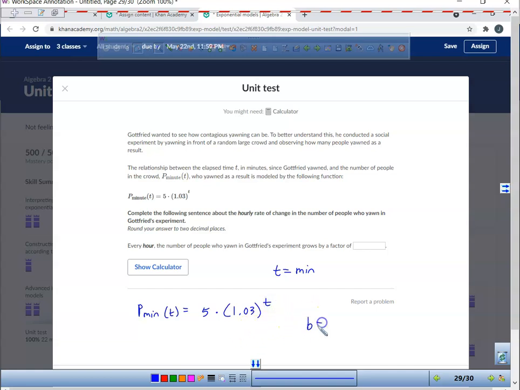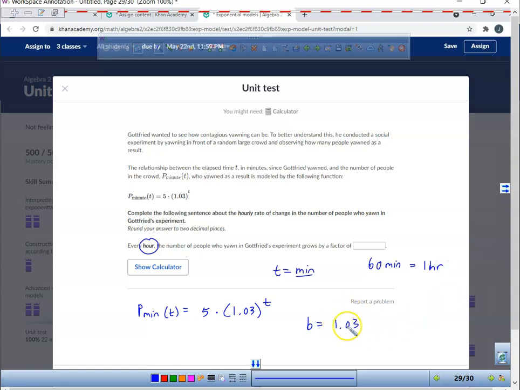Now, our b value right now is 1.03, but that's dealing with what? Minutes. Would you guys agree a minute is smaller than an hour? How many minutes in an hour? That's right, 60 minutes in an hour. So 60 minutes equals 1 hour.